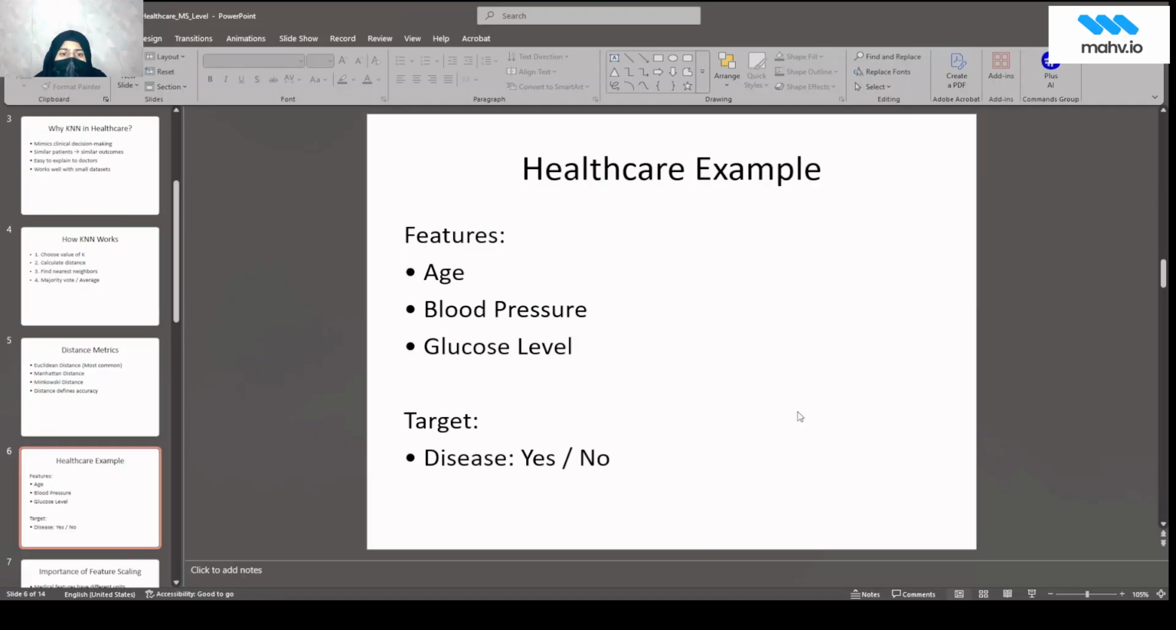In healthcare we have different scenarios. Let's suppose we want to predict whether a person is diagnosed with a disease or not. The features are age, blood group, and glucose level, and the target is yes or no.